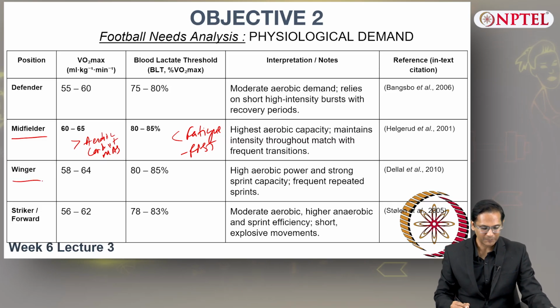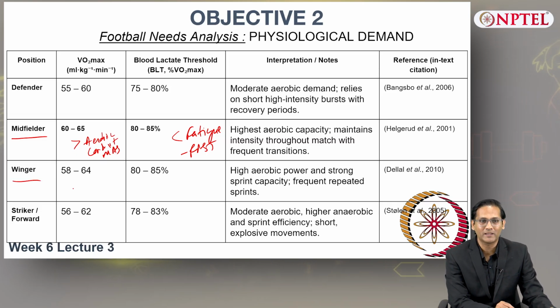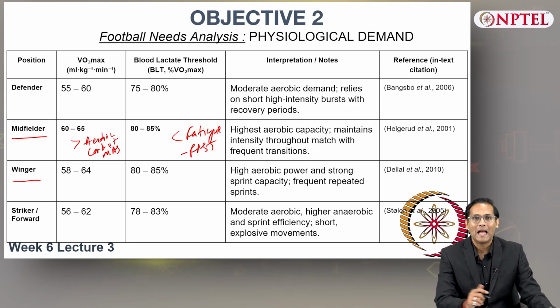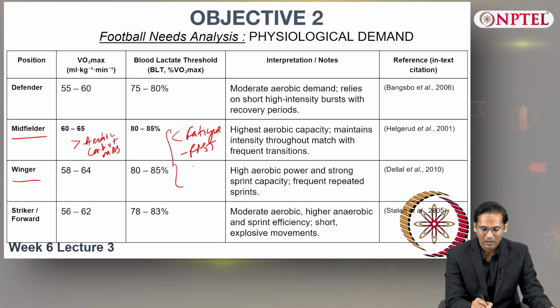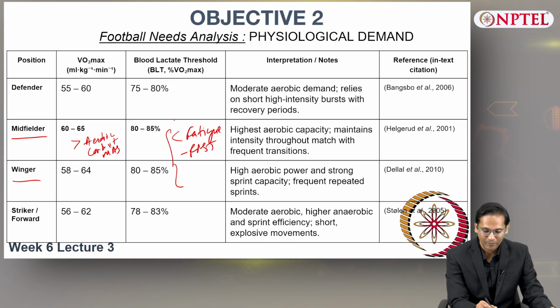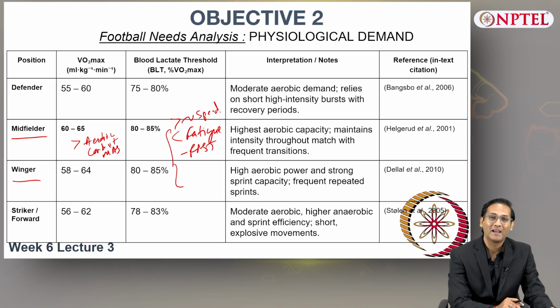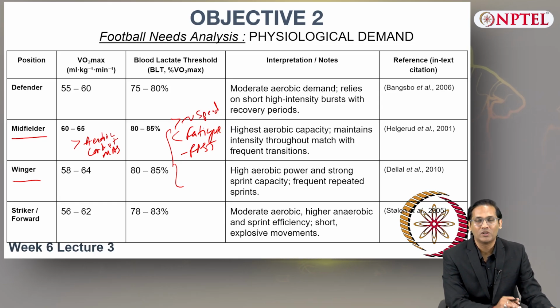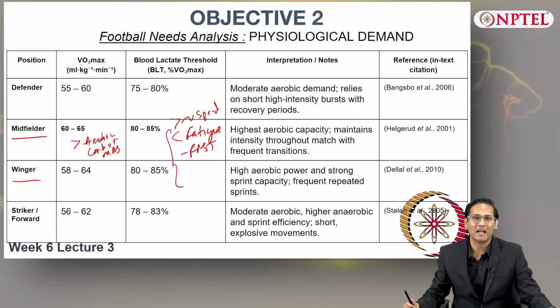Another position, winger: the VO₂max is between 58 to 64 ml per kg per minute, again at an elite level, and the aerobic capacity is again 80 to 85%. So the midfielder and winger positions demand a lower fatigue index, greater average speed in the RAST test, and a greater MAS value, so that it represents greater aerobic conditioning.